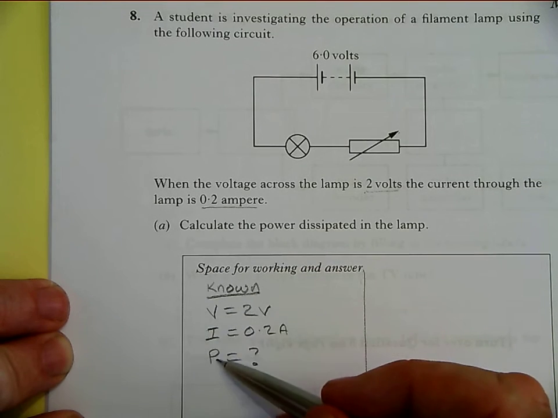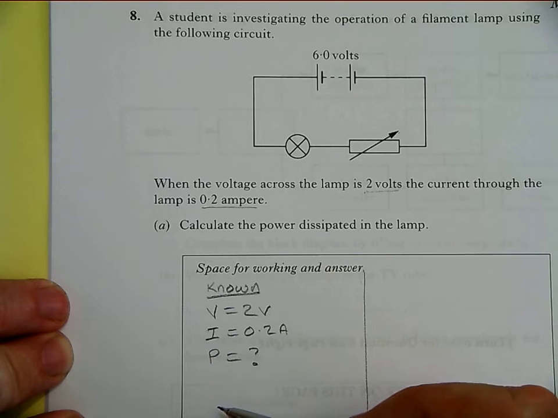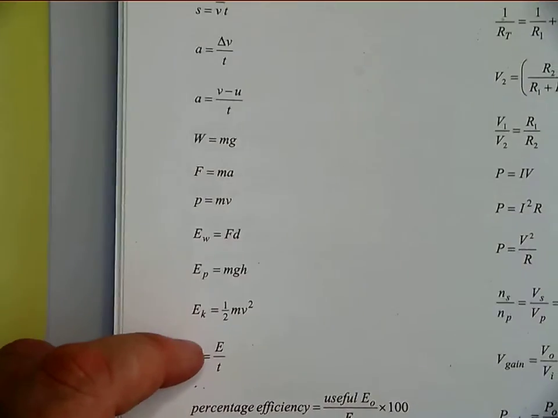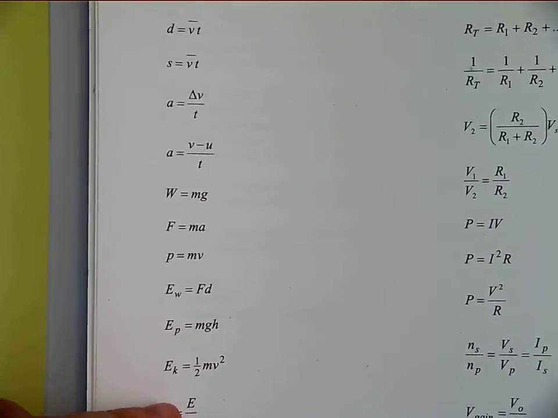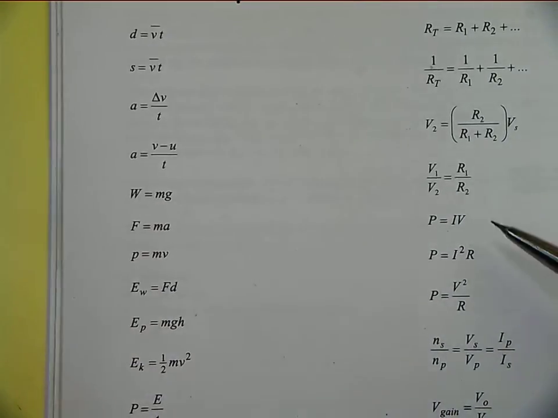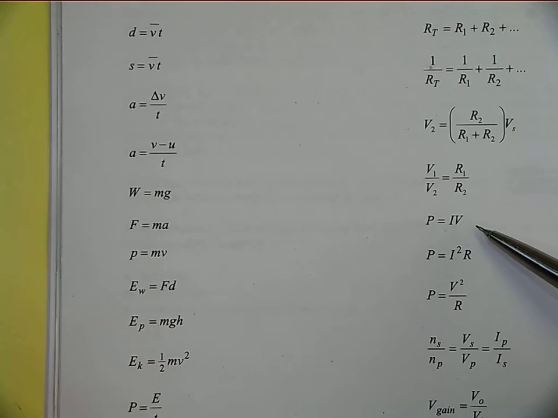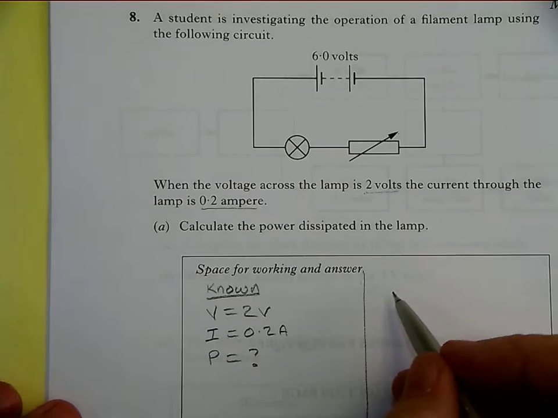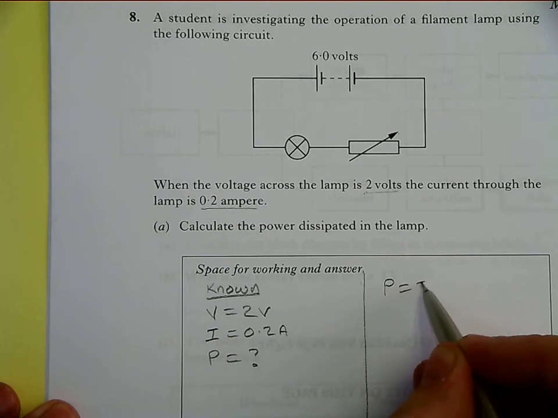So there is only one equation that uses these three variables, but if you're in any doubt, you simply look it up in the equation sheet, which I've got here. Here we go, the equation sheet. Now we want an equation that has P, I and V, and there we have it there. P equals I times V. This is our equation. So P equals IV.